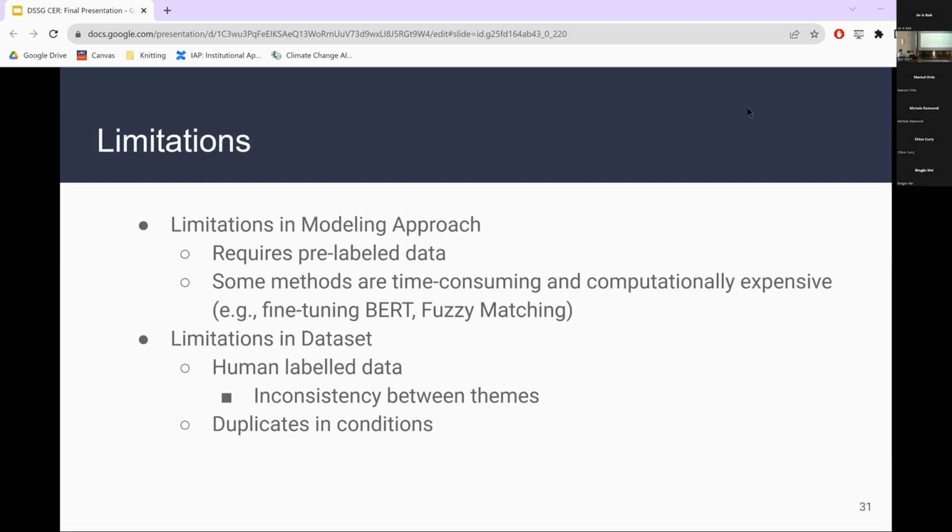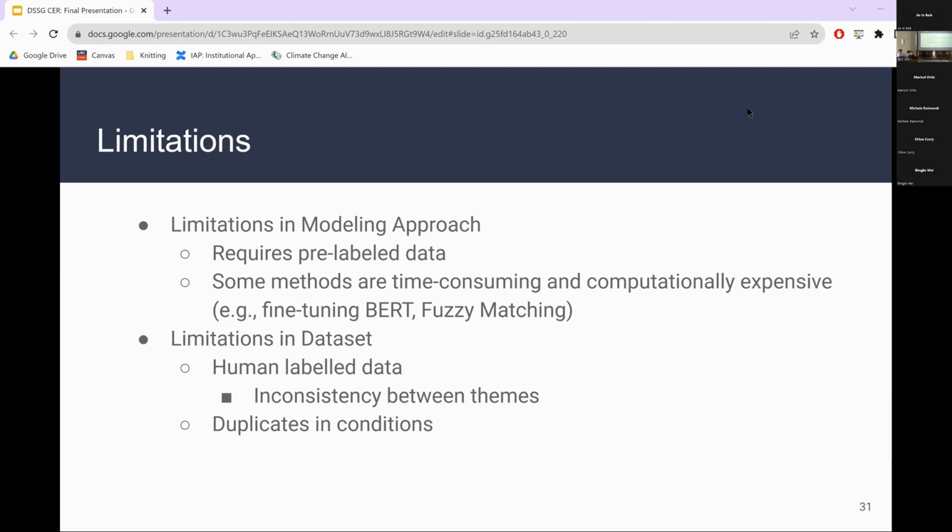Some of the limitations we identified during our work for the modeling approach: a big limitation is that it does require pre-labeled data. The reason we approached this problem is because CER has a lot of data that is unlabeled. But for a supervised approach, you do need an amount of labeled data to train your model on. So there will need to be some human labelers at some point in the process. We also would like to note that some of the methods are quite time consuming and computationally expensive. For example, fine-tuning BERT can take a really long time and a lot of compute power. As well, fuzzy matching is a pretty slow process when you're trying to do it on a significant amount of data.